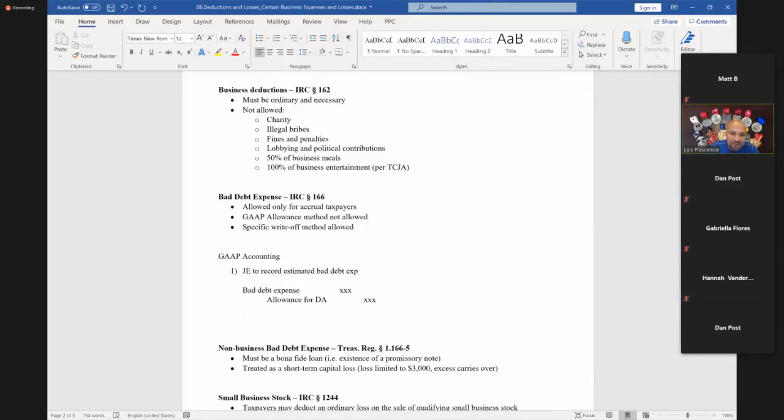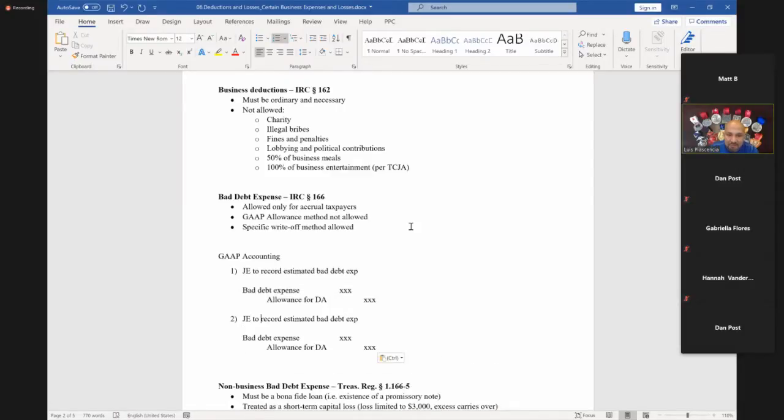Now, the other journal entry you may see in GAAP accounting is once you write it off. So once a receivable is already determined to be uncollectible, there's a journal entry to record that specific receivable deemed uncollectible. So let's say you did a search of which receivables are uncollectible. There are some insolvent customers, or maybe some customers filed bankruptcy. You know those customers are not going to pay you.